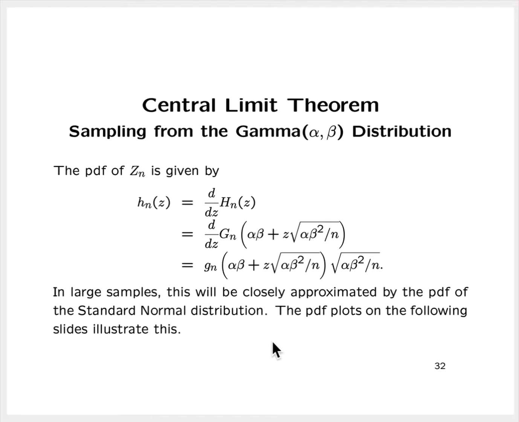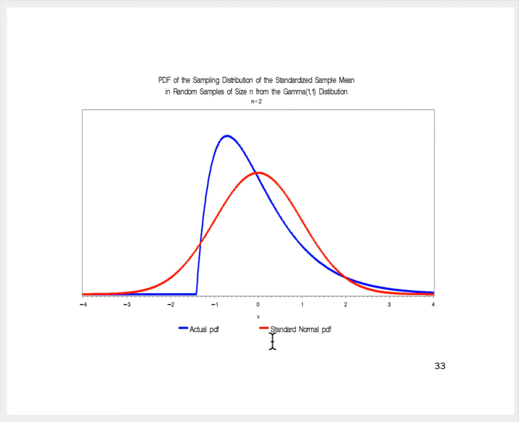Now what we're going to do is look at a sequence of slides showing plots of the PDF of z sub n along with plots of the standard normal distribution, and we can again see how well the standard normal PDF approximates the PDF of z sub n, which is the true distribution of the standardized version of x bar. Okay, so again, the blue curve is the actual PDF of z sub n for a given sample size, and the red curve is the standard normal.